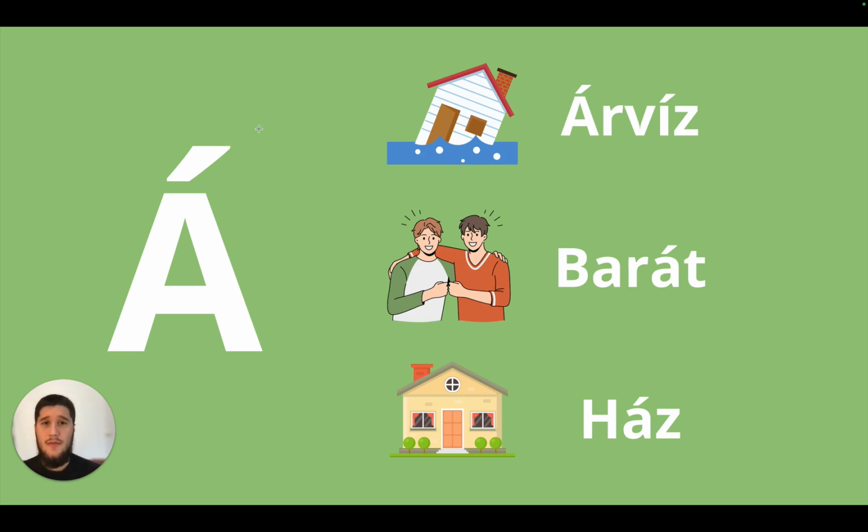So the next letter is Á. As you can notice, the A has an accent on top. In Hungarian, we can have accented letters, but only accented vowels, never consonants. So B, C, T, Z, whatever, they will never have accents, but only vowels. So let's listen to it.